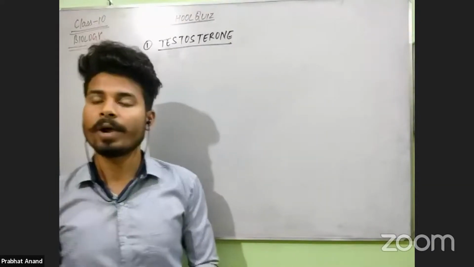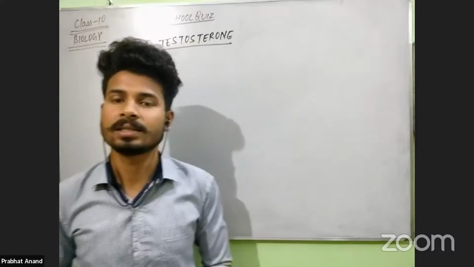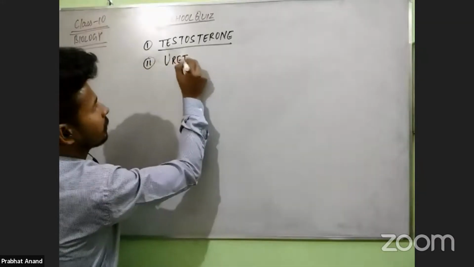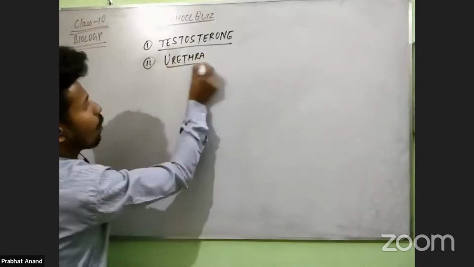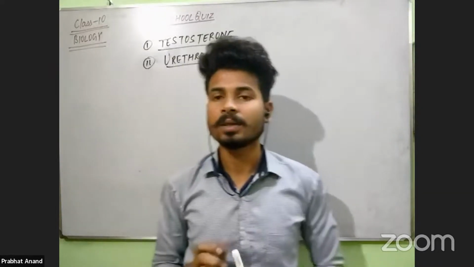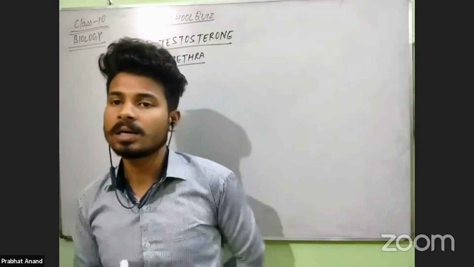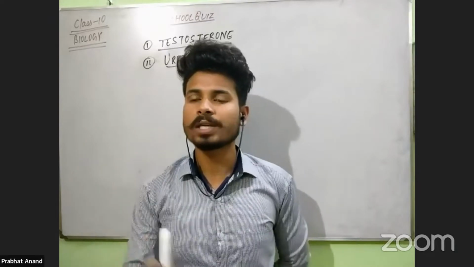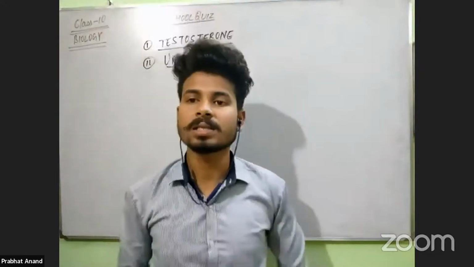Yes, sir, urethra. Yes, the right answer is urethra. Urethra is the common point from where the sperm and the urine pass out from our body, right? So the third question related with that topic is, what is the sequence of the ejaculation of sperm? Anyone? What is the sequence of ejaculation of sperm from our body?